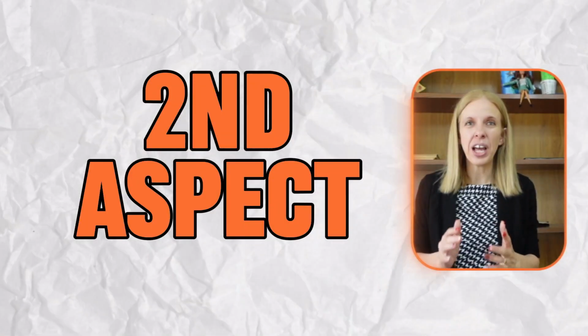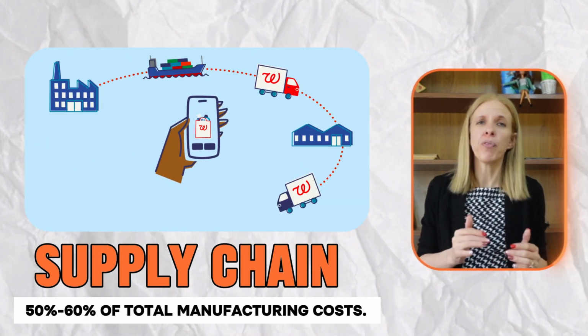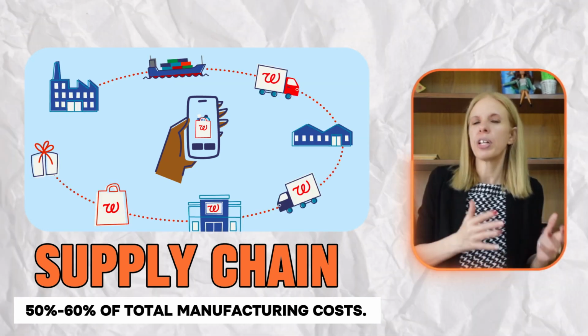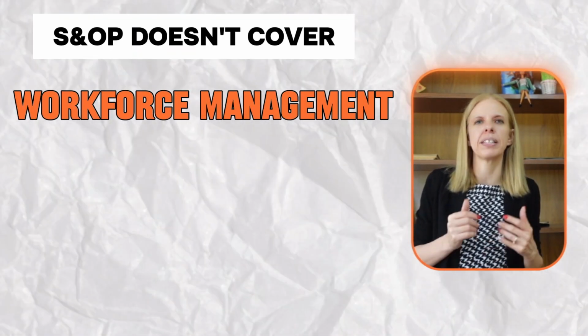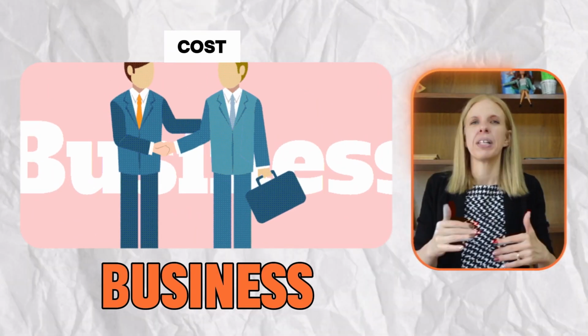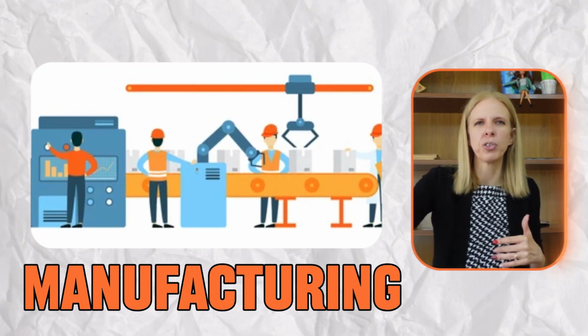Okay, the second aspect is scope. S&OP centers on manufacturing and supply chain. These represent about 50-60% of the total cost. For example, S&OP doesn't cover workforce management, R&D, or CapEx, that is capital expenditure. IBP's scope is much wider. It covers all the costs of the business. It extends beyond manufacturing, beyond supply chain.